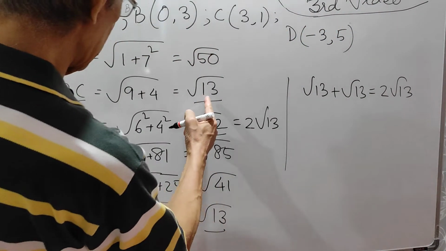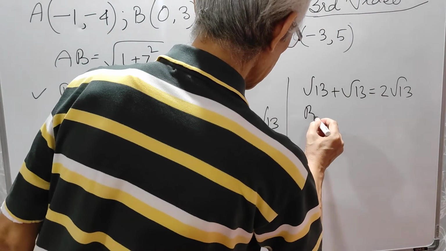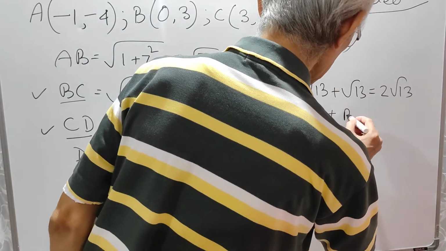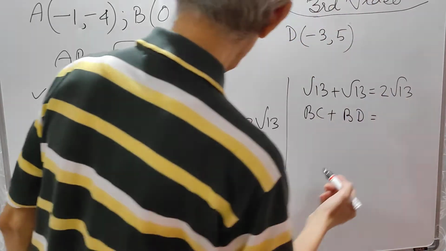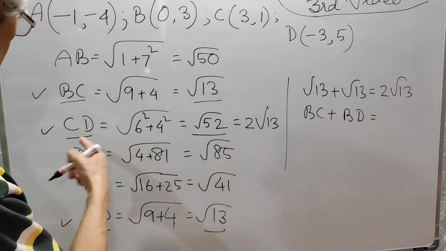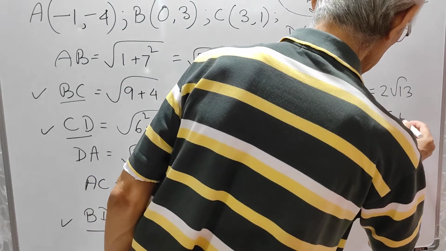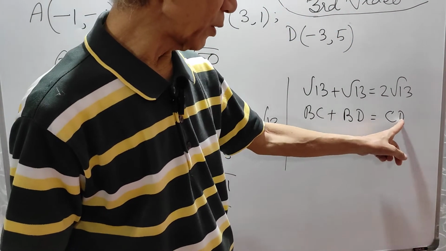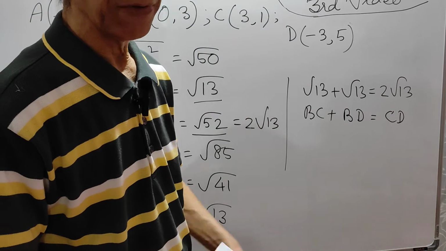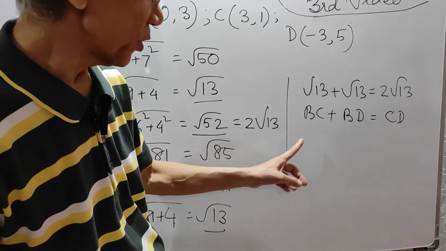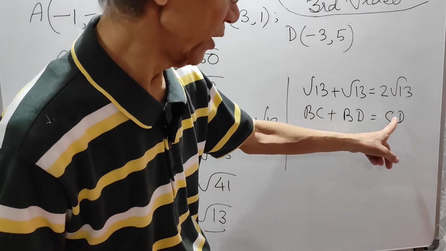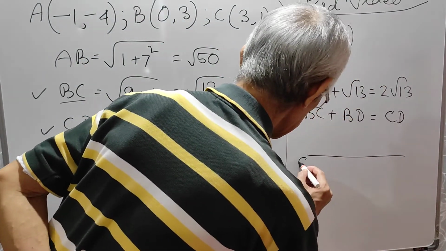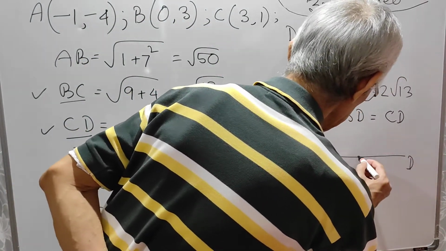Isn't it? Now root 13 means BC. BC plus this root 13 is BD. BC plus BD equal to 2 root 13. 2 root 13 is which one? CD. Yes, you see. So sum of two sides equal to another side. Therefore, these 3 points are collinear. Which 3 points are collinear? BCD. BCD are collinear. So this is a straight line CD and B is here. This is B.